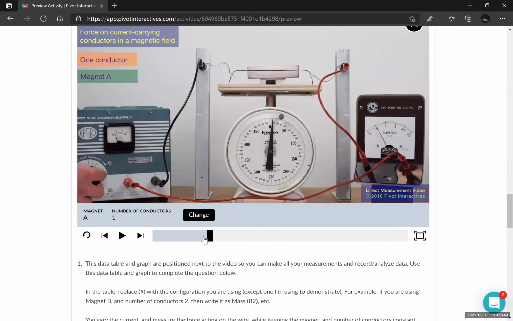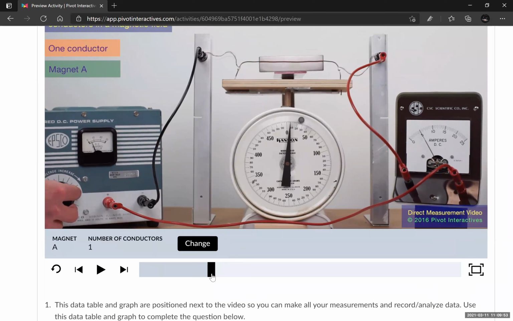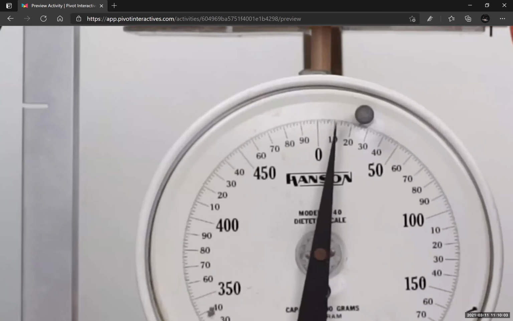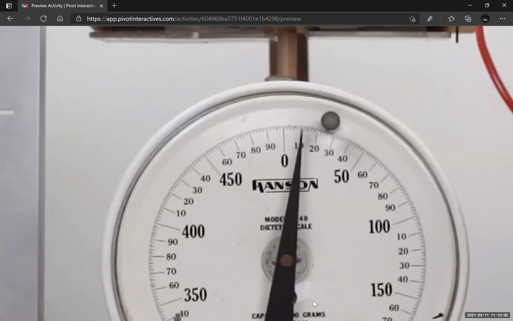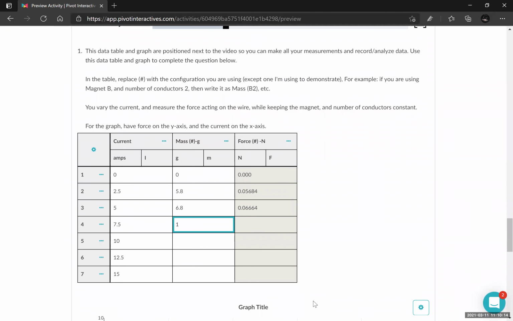I'll do one more, and then it should be enough for you guys to get the pattern. All right, so this is 7.5. Then I look at the reading. I get a little bit more than 10, so I would say this is 11 grams. So I come back here and say, all right, it's 11 grams. Enter, and then I have the force.